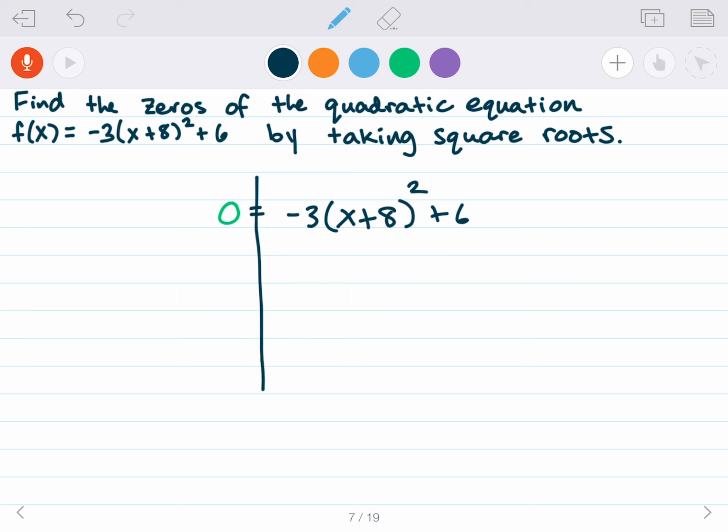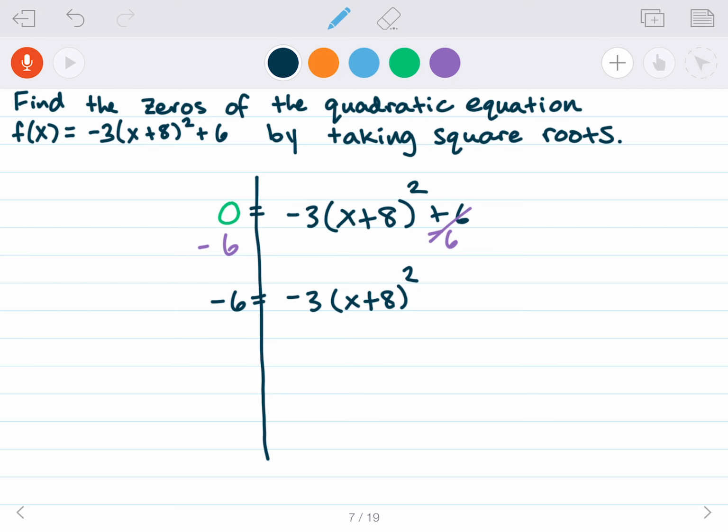Okay, so I want to get x alone. I'm going to start by undoing the furthest operation, which is addition by 6. I'm going to subtract 6 on both sides. When I do that, I get negative 6 on the left equals negative 3 times (x plus 8) squared on the right.